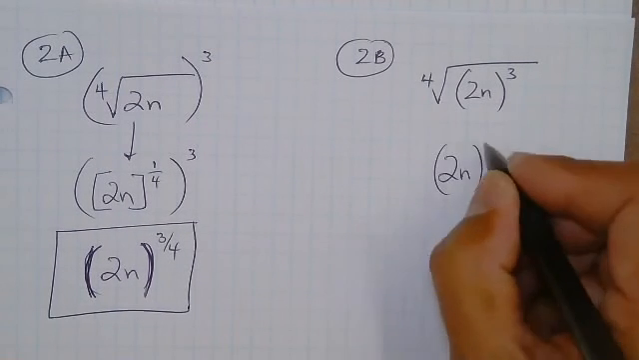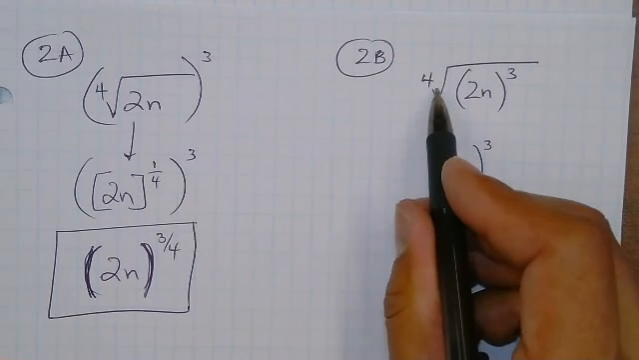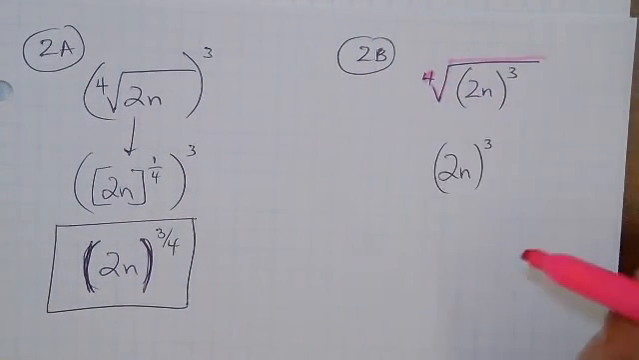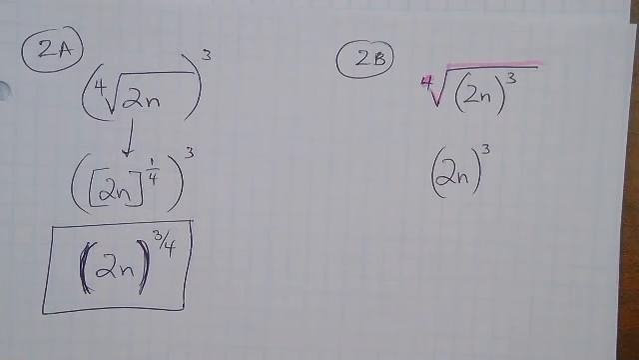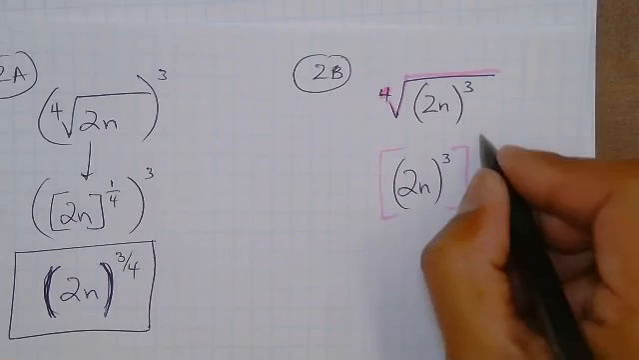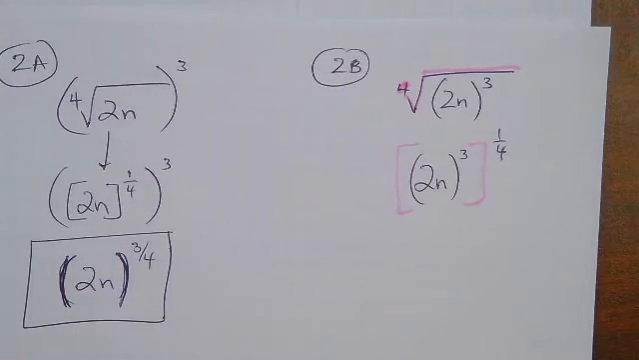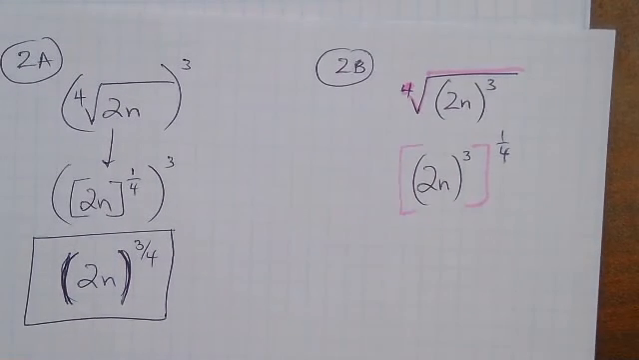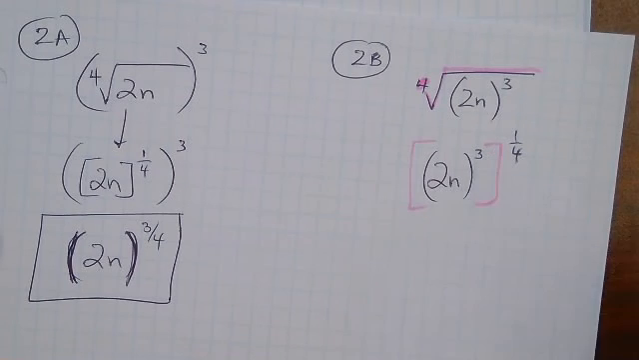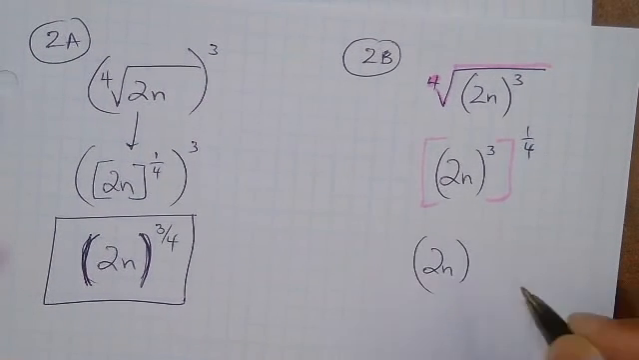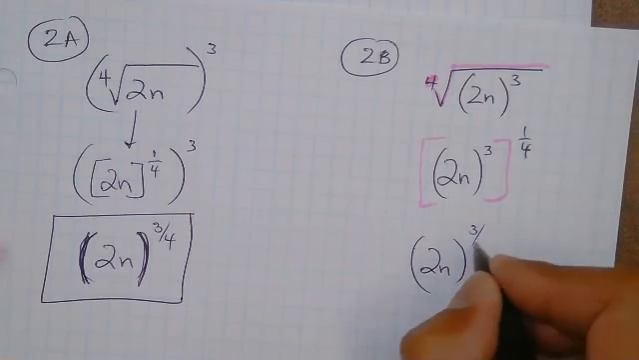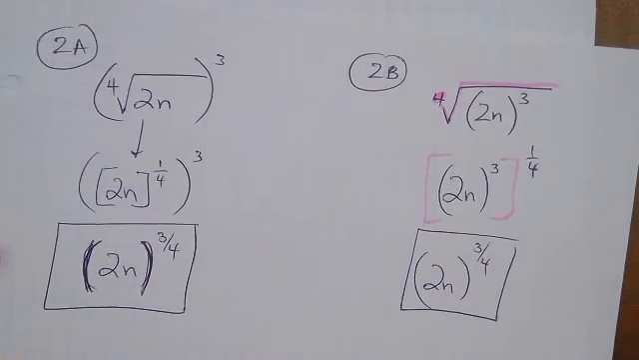Yeah? What about this one? Well, that's 2n to the power of 3. But then what happens to this fourth root? What happens to this part here with the fourth root? That turns into what? Like a 1/4 up here. It's just a power raised to another power. But essentially what's going to happen? The 4 is the denominator, it stays on the bottom, and the 3 is the whole number, it stays on the top. So what are you going to get? 2n to the power of what? 3 over 4.